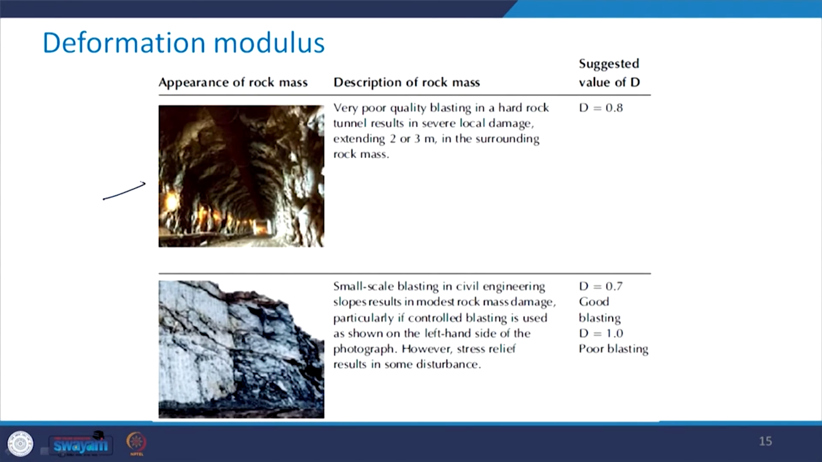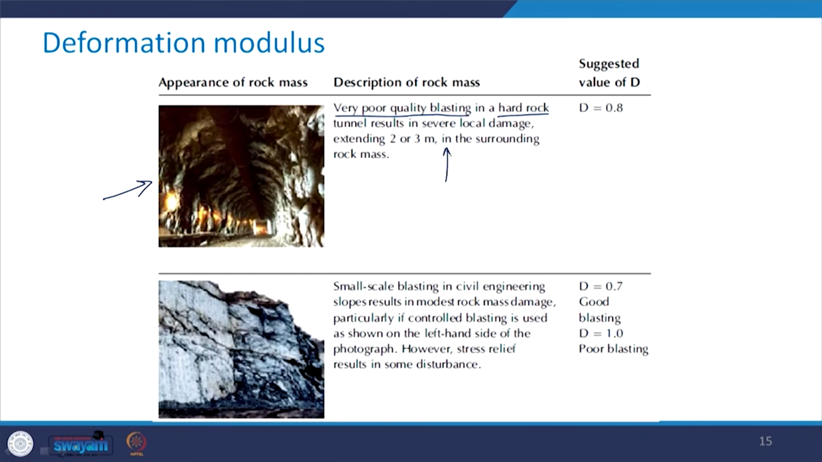Then the third appearance of the rock mass looks like this, where you have very poor quality blasting in a hard rock. So, what will happen? On one hand it is the hard rock, and on second hand you are having very poor quality of blasting. So, the disturbance is going to be severe in this case, and that is what has been given as a part of the description here, that in this case tunnel results in severe local damage extending 2 or 3 meter in the surrounding rock mass, and in that case obviously you will have larger value of this disturbance factor, which is given by this D is equal to 0.8.